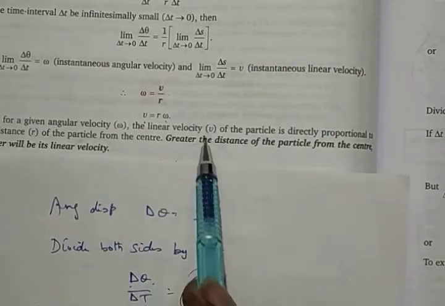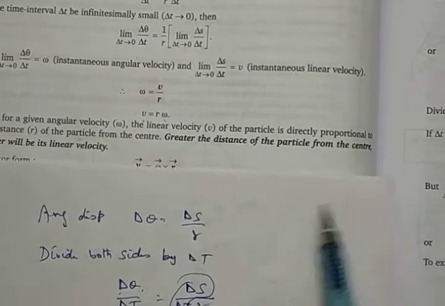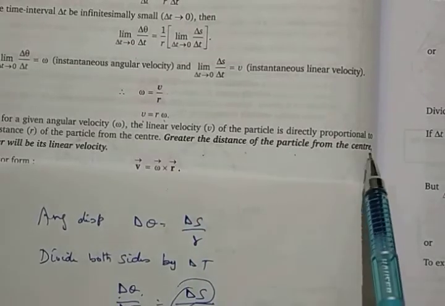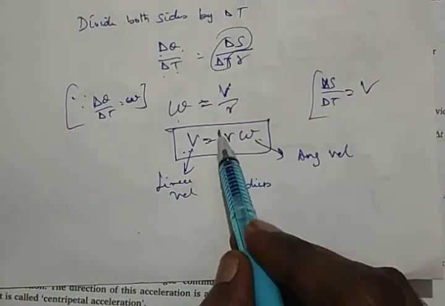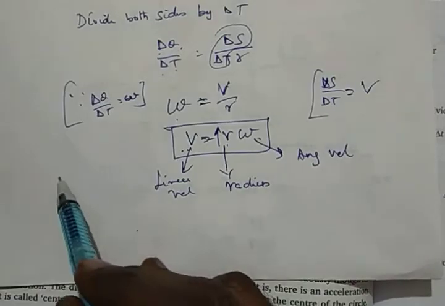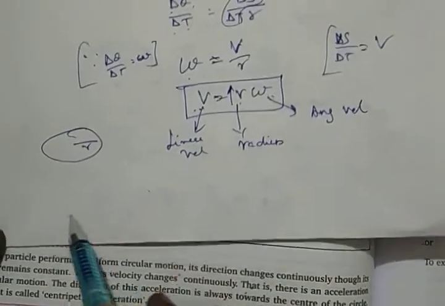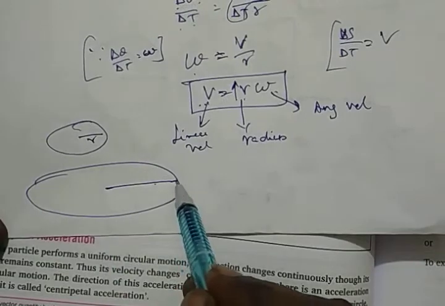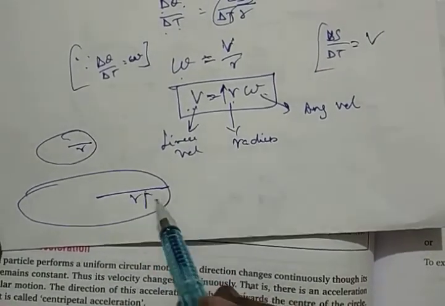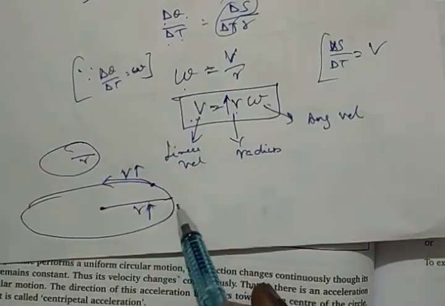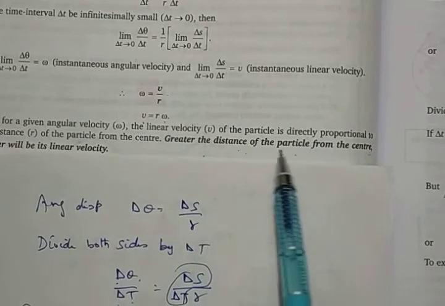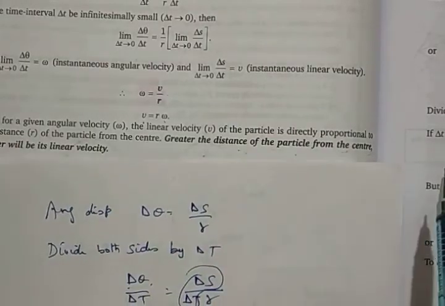It's written here in the book itself. Okay. So what does that mean? The greater the distance of the particle from the center, the greater will be the linear velocity. Suppose this R is more. That means it is not a small radius, it is a huge radius. When R increases, what happens? The velocity also increases. Greater the distance from the center, more will be the velocity. Right? So it's all written there. Greater the distance of the particle from the center, greater will be the linear velocity.